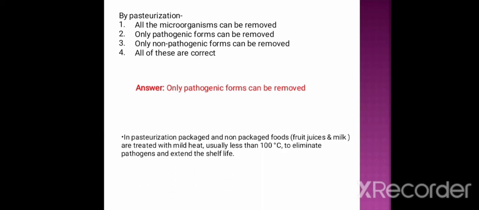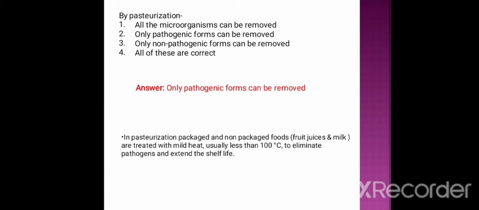By pasteurization: option 1 all the microorganisms can be removed, option 2 only pathogenic forms can be removed, option 3 only non-pathogenic forms can be removed, option 4 all of these are correct. And the answer is only pathogenic forms can be removed. We know that pasteurization is done below 100 degrees centigrade. That eliminates only the pathogens and extends the shelf life.